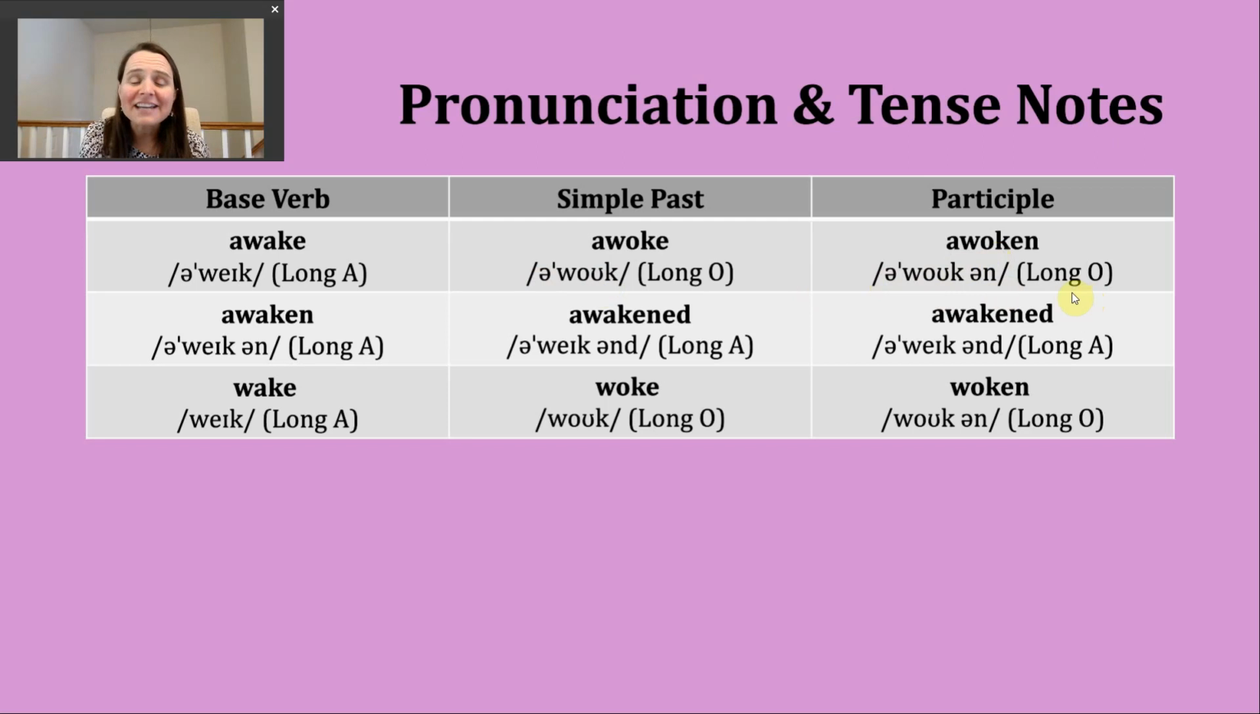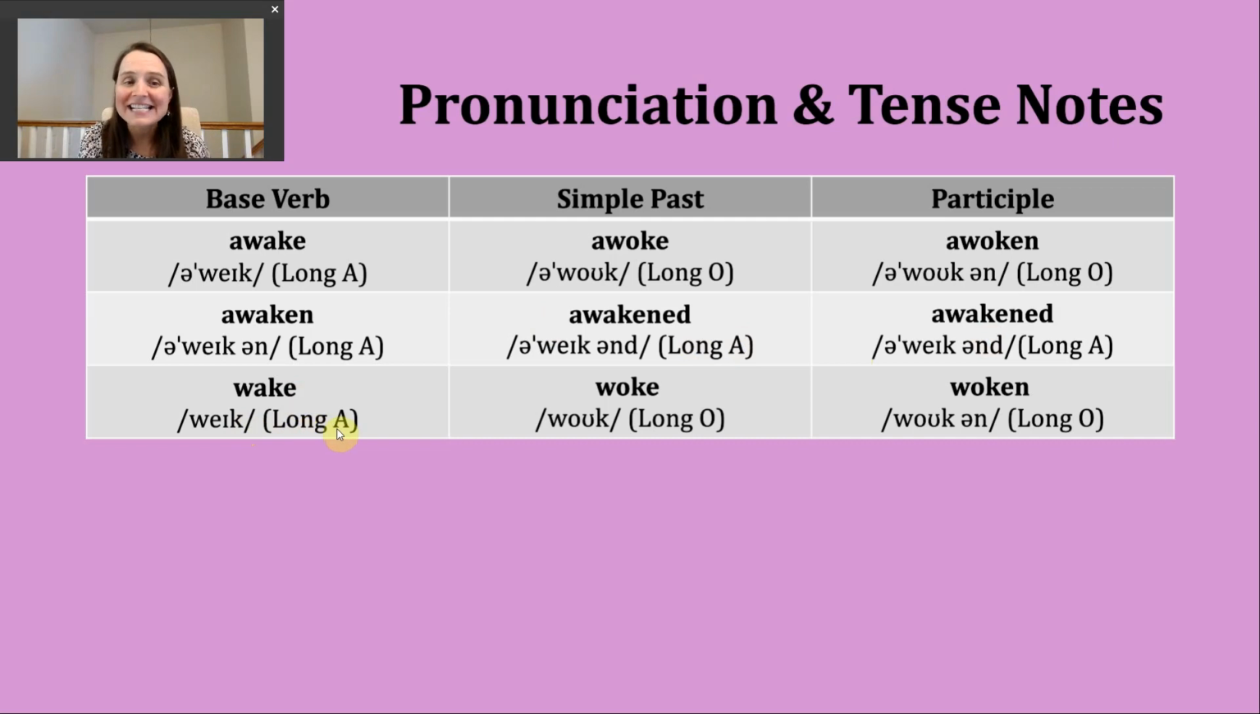Okay? Our second verb, awaken, has that long A in its base verb. It has an extra syllable there with that EN ending. But awaken is a regular verb. So we're just adding an ED in the past tense and the participle forms. Our vowel sound in the middle of this word is going to stay consistent. It's going to be a long A sound. Awakened, awakened. Okay.